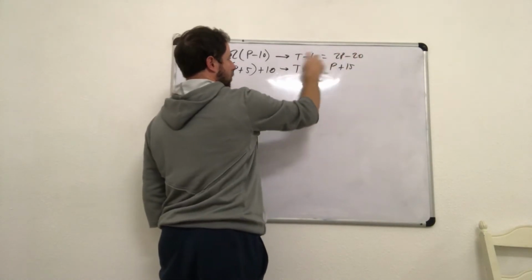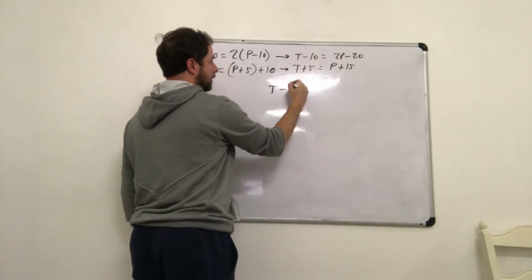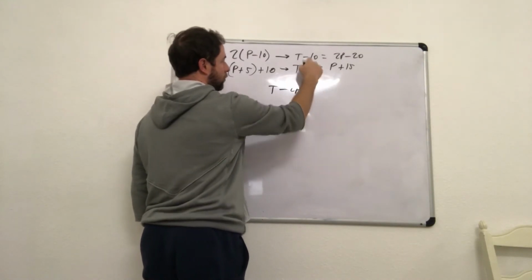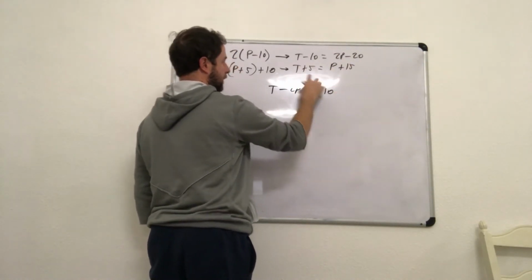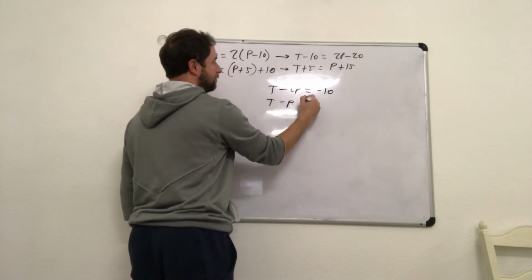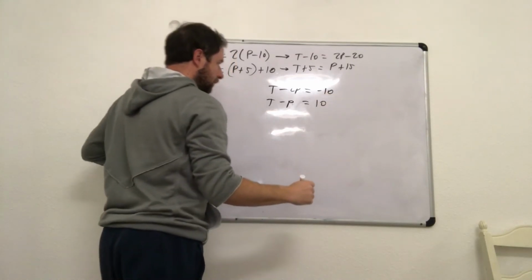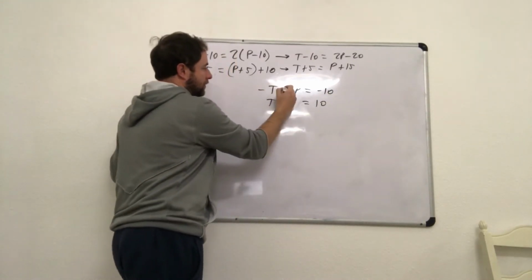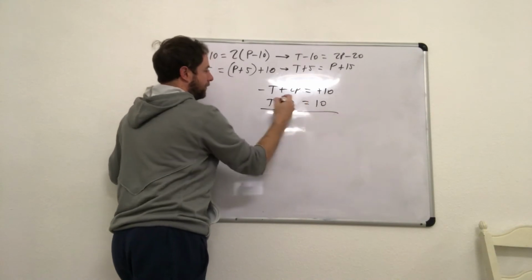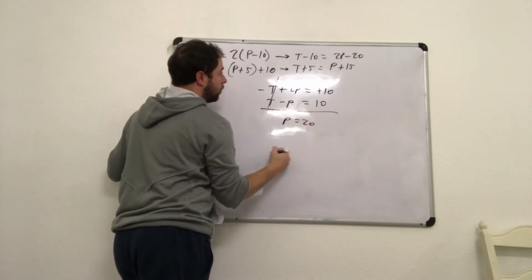With the top equation here, we can bring the t and the p to one side: t minus 2p equals, bring the 10 over here, you get negative 10. Same with the next equation, t minus p equals positive 10. Now I'm going to change the sign of everything on top. That way the t's will eliminate. You get p equals 20.